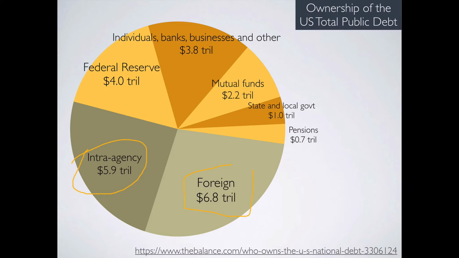The Federal Reserve owns about 4 trillion of this debt. Individuals, banks, businesses, other U.S. institutions own about $3.8 trillion of it. Financial institutions such as mutual funds own about $2.2 trillion. State and local governments own about a trillion, and pension funds own about 0.7 trillion. So it just gives you an idea of the kind of ownership of it, right? It's individuals, institutions, banks, and parts of the government, like the Federal Reserve.